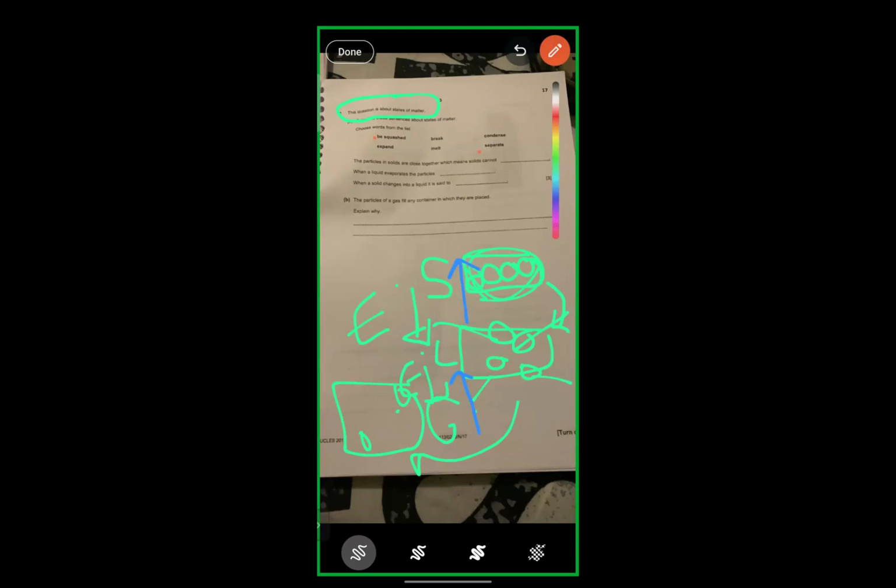Which one is the closest? Because their particles are so close to each other, they can be squashed. No. So the one that makes more sense is they cannot be squashed.